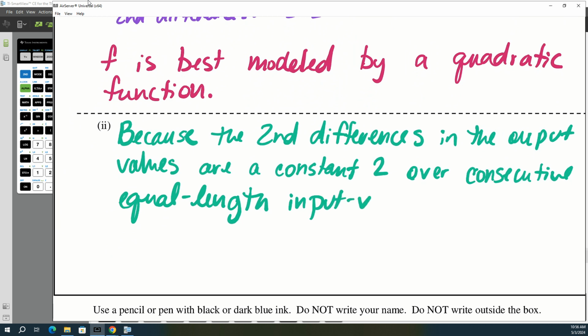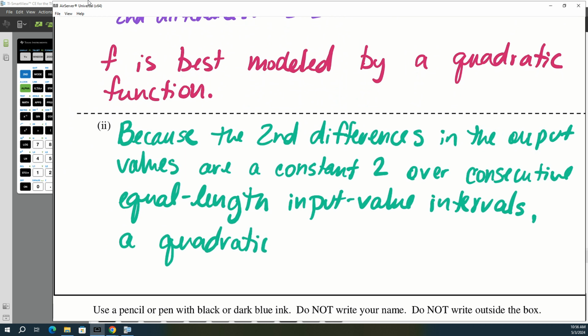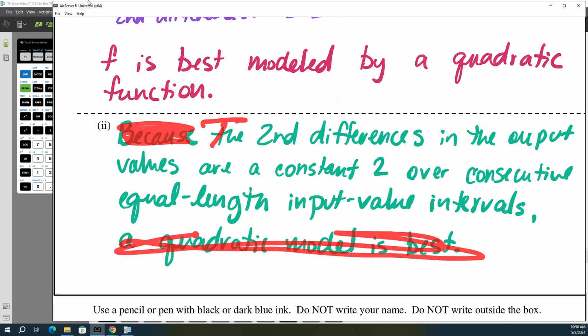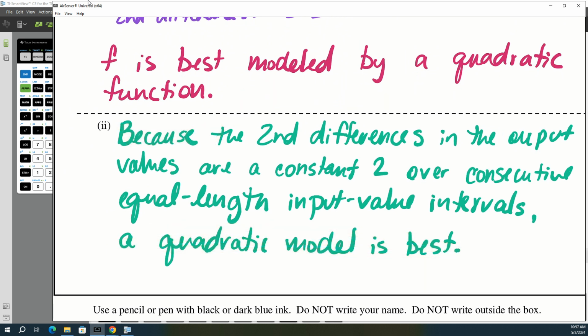Input value intervals. A quadratic model is best. Now, I'm pretty confident if you left off "because" and just said the rest, you could probably leave off what you already said. But again, I'm trying to model the perfect answer.